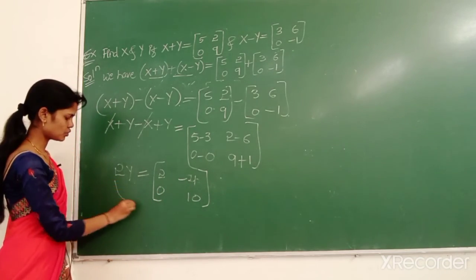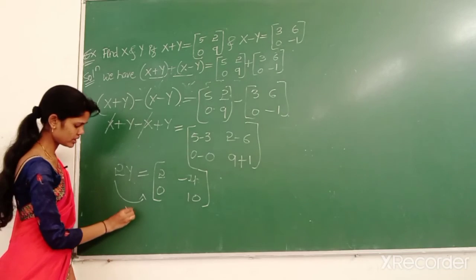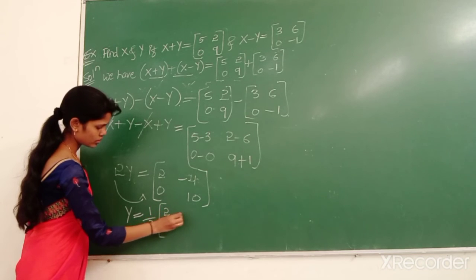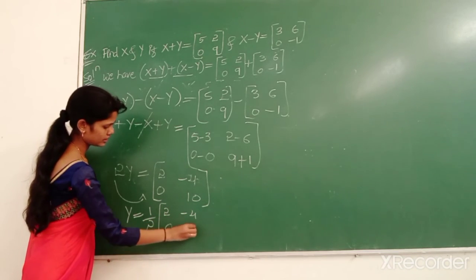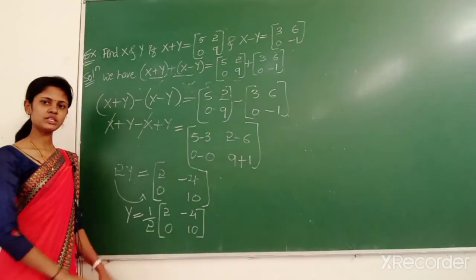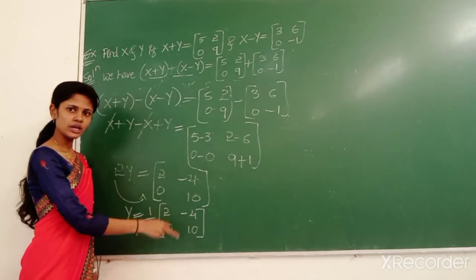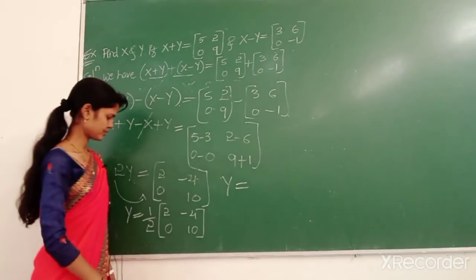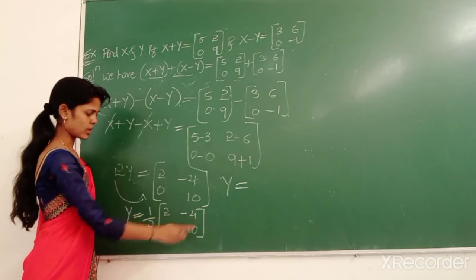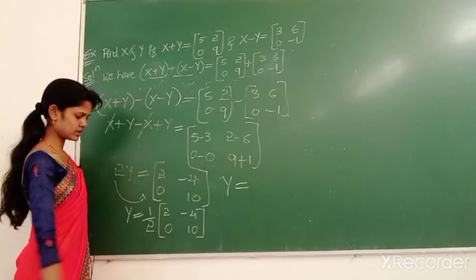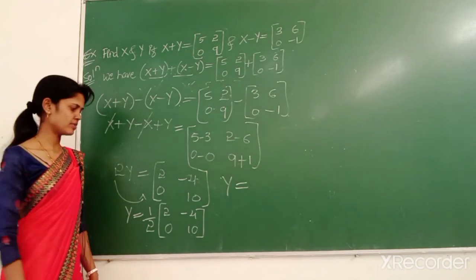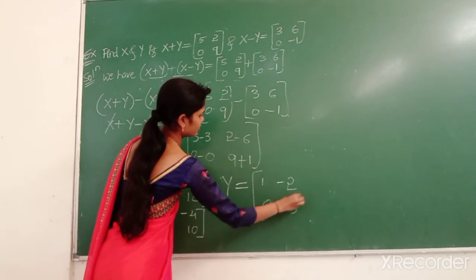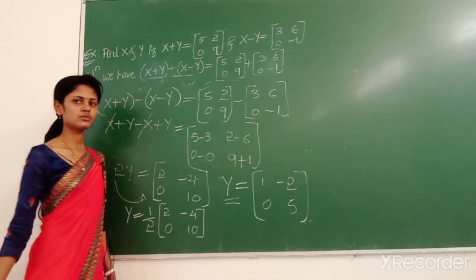And if you take 2 to the RHS, what will it be? Y is equal to 1 by 2 into [2 -4; 0 10]. Therefore 2 must divide each and every term. So what do you get for Y? Y is equal to 2 by 2 is 1, minus 4 by 2 is minus 2, this one is 0, 10 by 2 is 5. So [1 -2; 0 5]. This is the matrix Y we have.